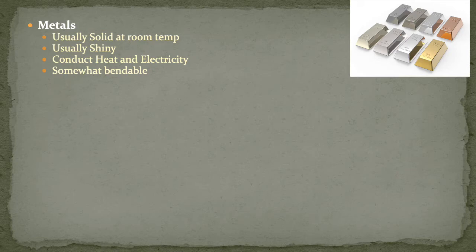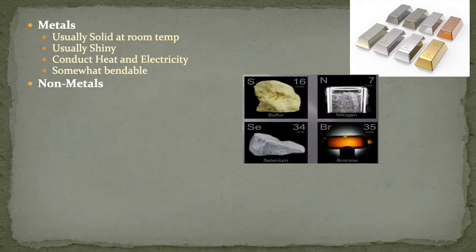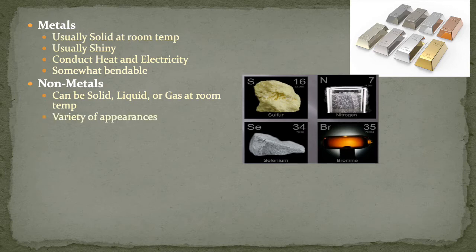You can think about this if you think about a wire, right? A wire is a piece of metal, and that's usually fairly bendable. The second major group of elements are the nonmetals. Nonmetals can be solid, liquids, or gases at room temperature. They come in a variety of appearances. They can be solids, liquids, and gases. They can be different colors, etc. They tend to not conduct heat or electricity very well, and they tend to be very brittle.